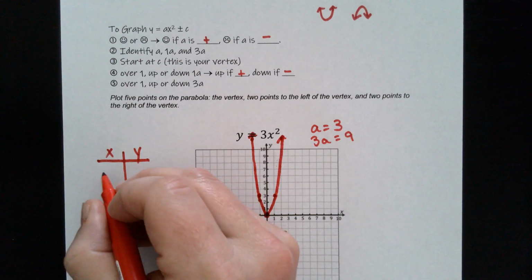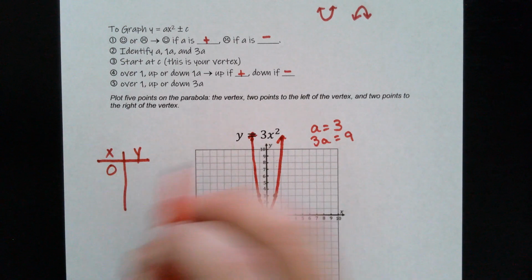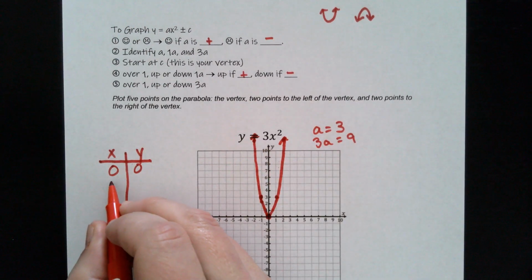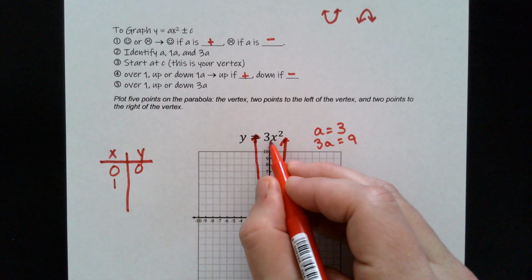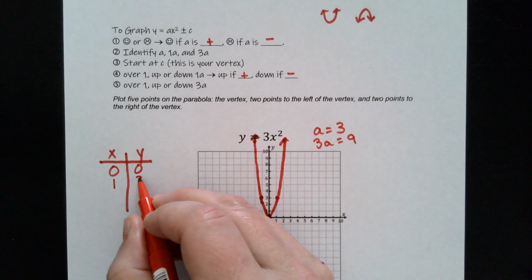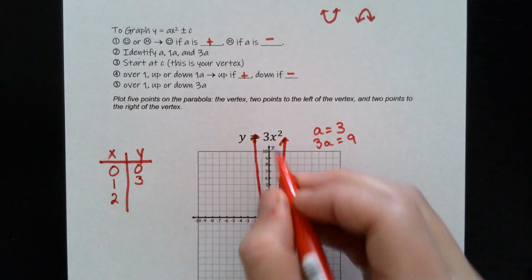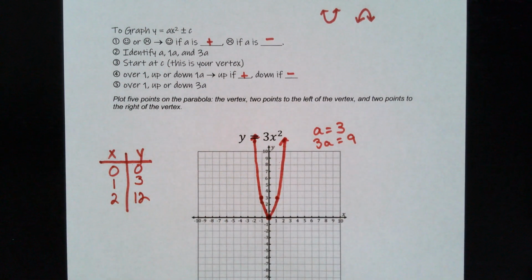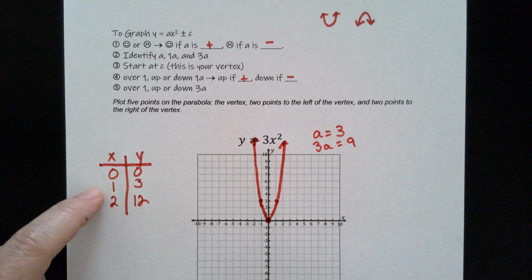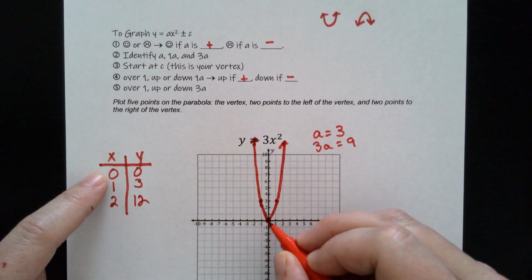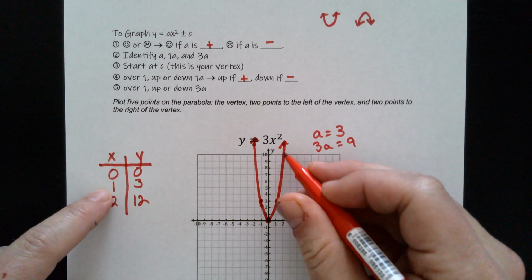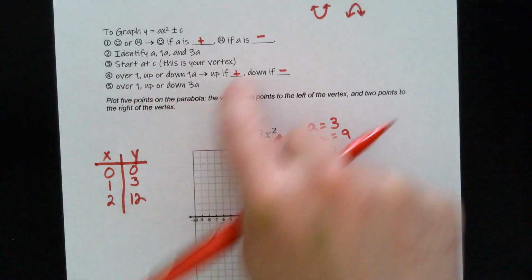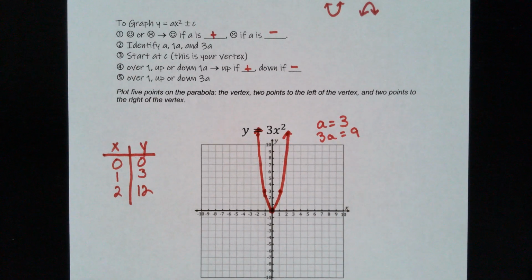You can plug in, let's say, 0 for x. If we plug in a 0 for x, we'll also get a 0 for y. If we plug in a 1 for x, 1 will get us a 3 for y. If we plug in a 2 for x, 2 squared is 4 times 3 is 12. Okay, so these 3 points will be on the right side: 0, 0, 1, 3, and then 2, 12. Okay, and then we can mirror it to the other side as well. But this way kind of gets it done a lot quicker. Okay, let's try another one.